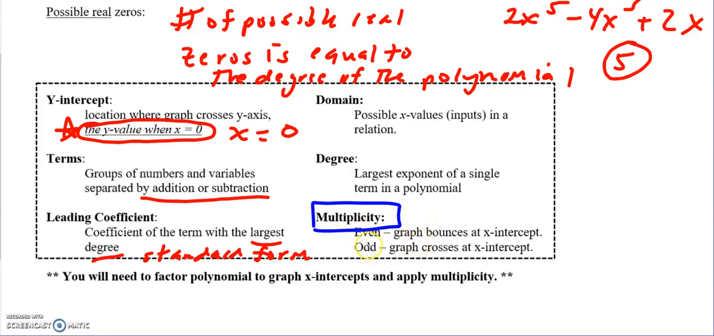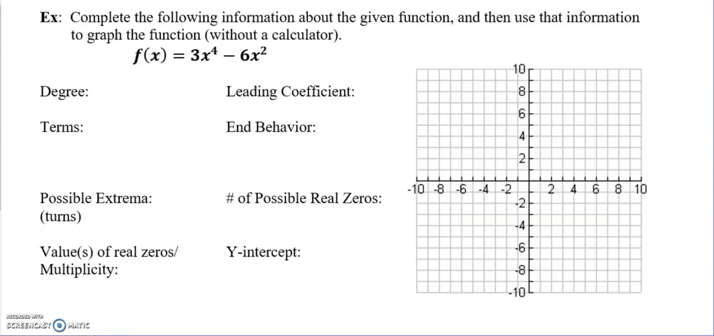But what you need to know for now is that if there's an even power, the graph is going to bounce. And if it's an odd power, it's going to cross directly through the x-axis. So let's do at least one of these in this video. Complete the following information about the given function, and then use that information to graph the function without a calculator.